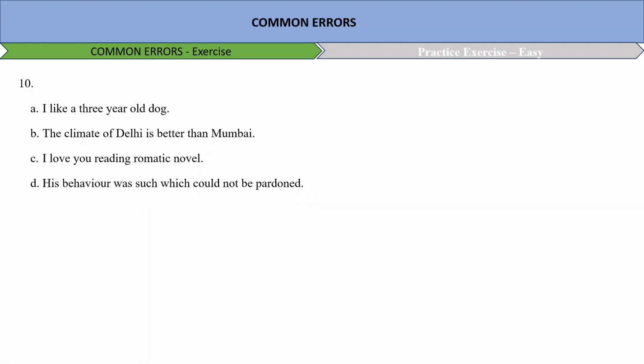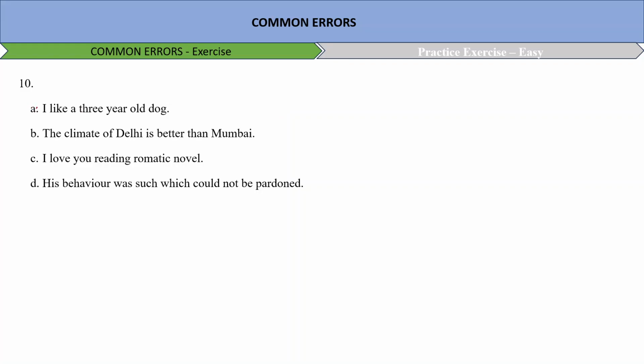I like a 3-year-old dog. The climate of Delhi is better than Mumbai. I love you reading romantic novels. His behavior was such which could not be pardoned. Now, you have to understand and tell me the answers to the following. You see, these are such simple words, such simple sentences, yet they have so many grammatical errors. So, this is what you have to keep in mind.